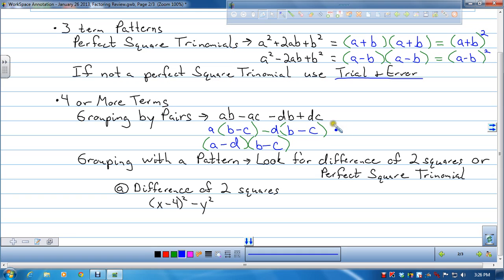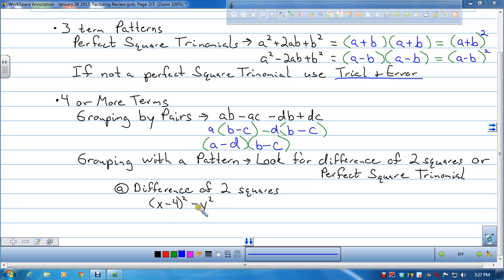Okay. So that's one that oftentimes gets overlooked. But that can help us when we've got 4 or more terms. We can group those together. Grouping with a pattern, we can look for the difference of two squares or a perfect square trinomial. In part A here, the difference of two squares.